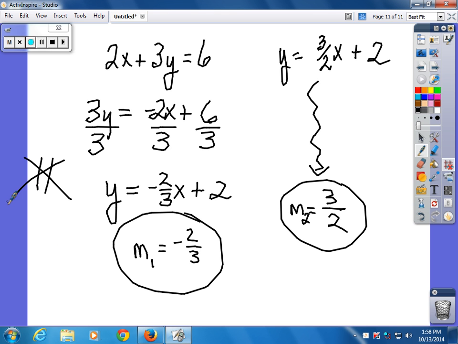What is it? Perpendicular. So these two lines are perpendicular to each other. And that's how you do it. And it's either going to be parallel, perpendicular, or neither. Question on that?